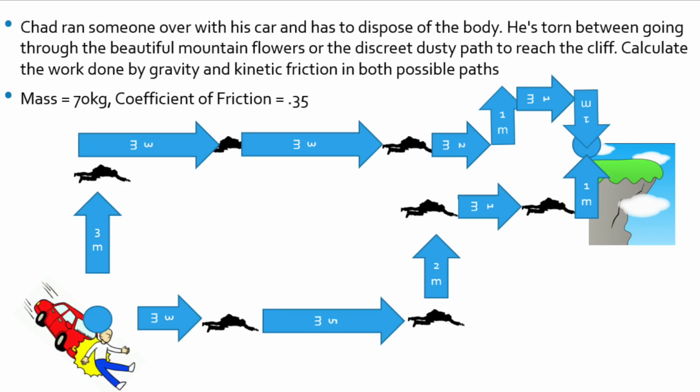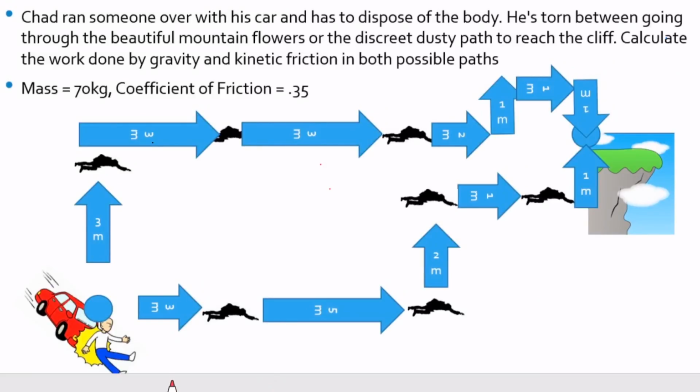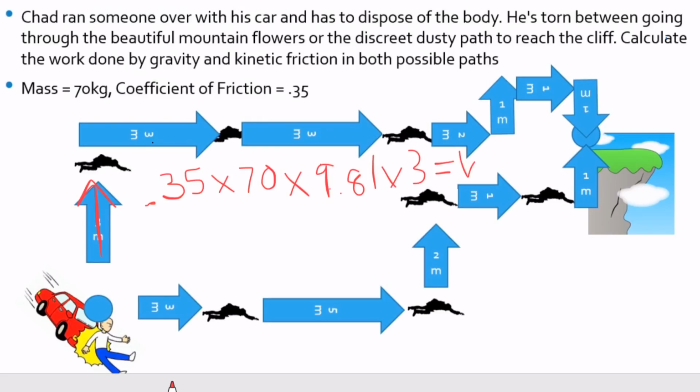Now let's try this quick example that will show you how non-conservative and conservative forces differ. To start off, let's take this first path and calculate for gravity. For this first part, we take the coefficient of friction, multiply it by the mass, which is 70 kilograms, times gravity, 9.81, and then the distance. That gives you the work for that one section, and we have to do that for each part in order to calculate the total work done by gravity on this path.